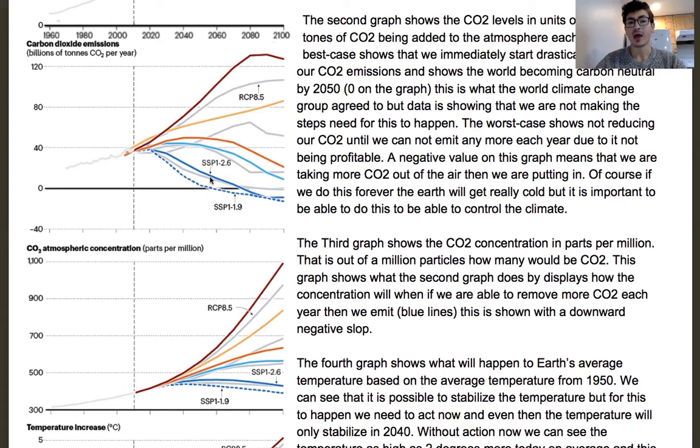And when we see the worst case scenarios, by 2050, we've doubled the amount of CO2 we're putting in the atmosphere, and we are not fixing things until we absolutely have to.